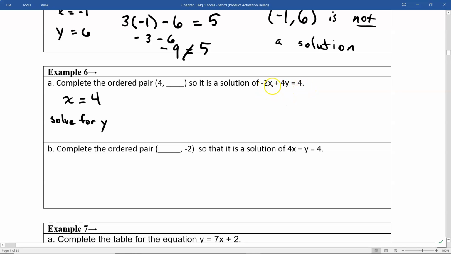So the way we do that is we plug in 4 for our x, and then get our y alone, and solve it like we would any equation. So plugging our x in, we get negative 2 times 4 plus 4y is equal to 4. Negative 2 times 4 is negative 8.